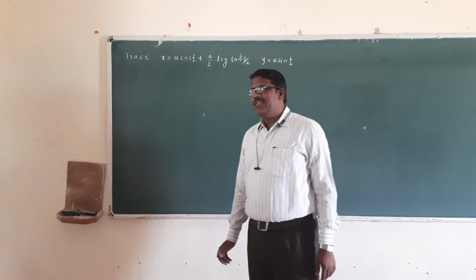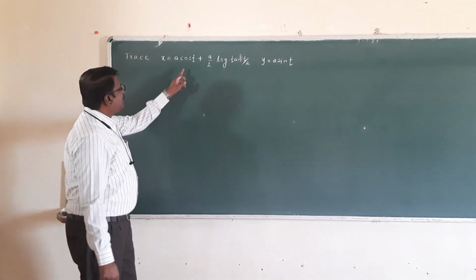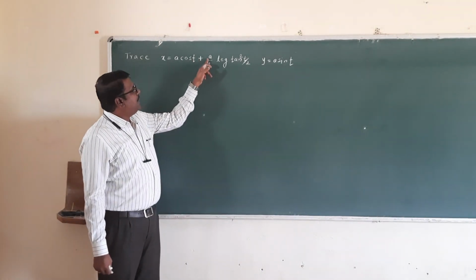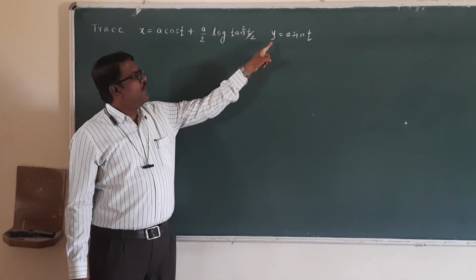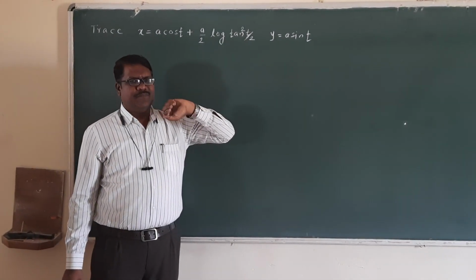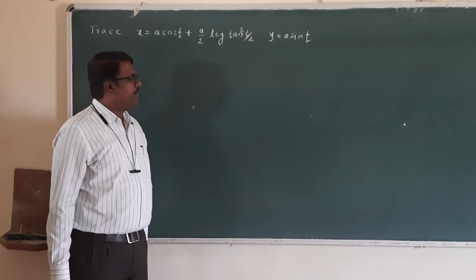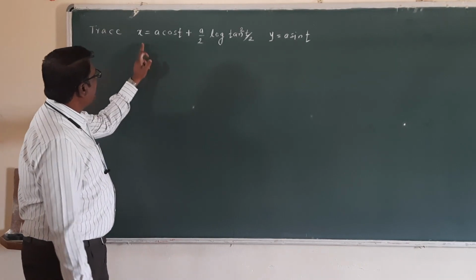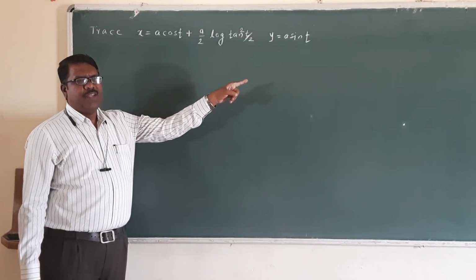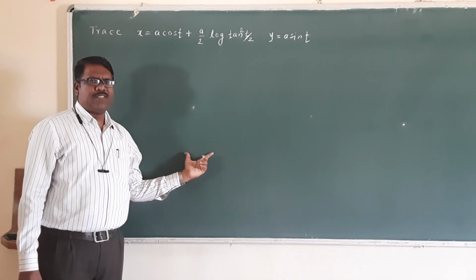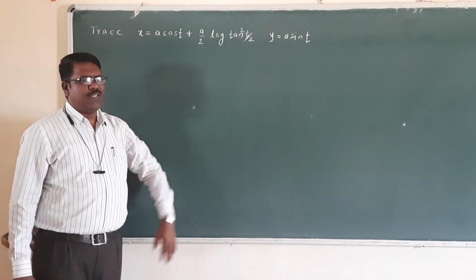Now the next example is trace x is equal to a cos t plus a by 2 log tan square t by 2 and value of y is a sin t. So this is something different example, but procedure is same. First we will calculate dx by dt, we will calculate dy by dt, then we will calculate dy by dx. Accordingly we will prepare the table and then we will draw the shape.